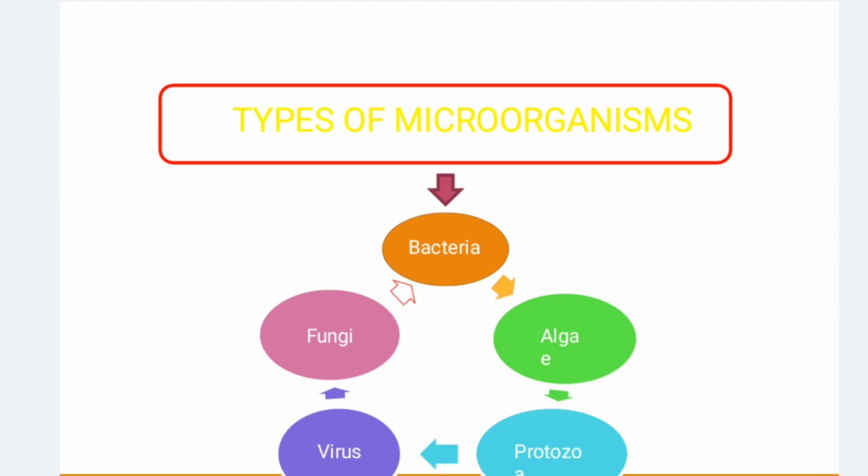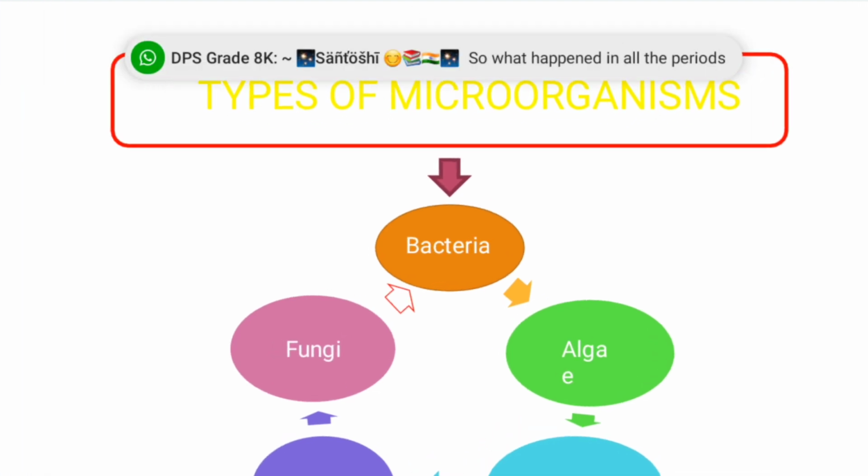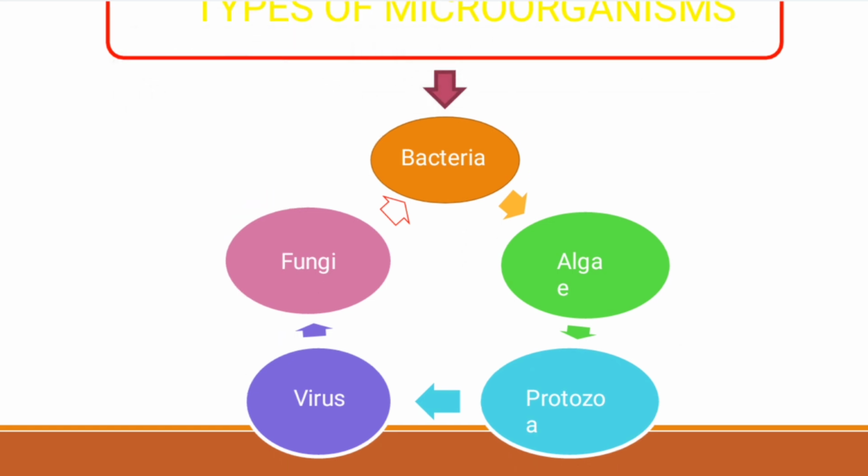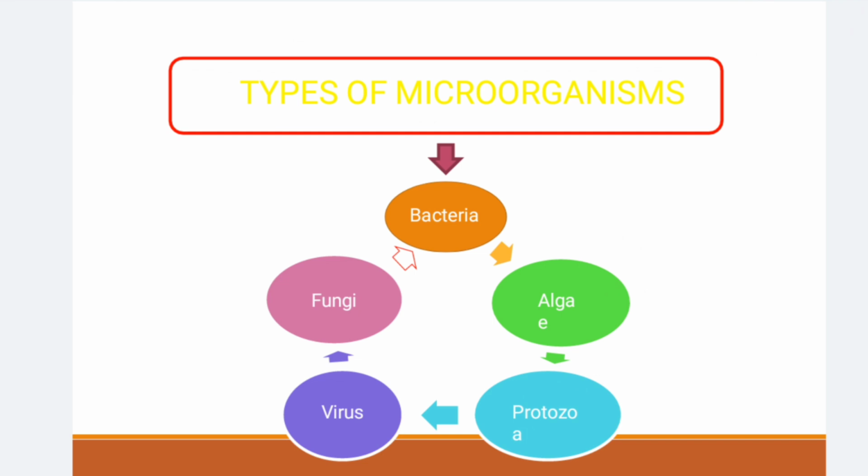So these microorganisms are broadly categorized into 5 categories. So what are these 5 categories? First is bacteria, then alga, then protozoa, then virus, and last one is fungi. So these different microorganisms are categorized into 5 groups: bacteria, alga, protozoa, virus and fungi. And this virus is at the borderline of living and non-living things, which we will discuss in our next videos.